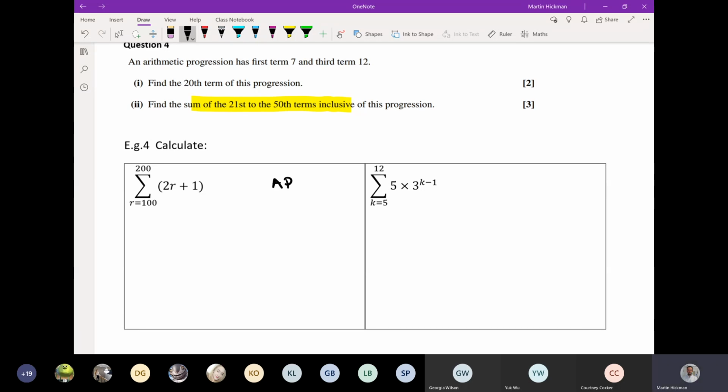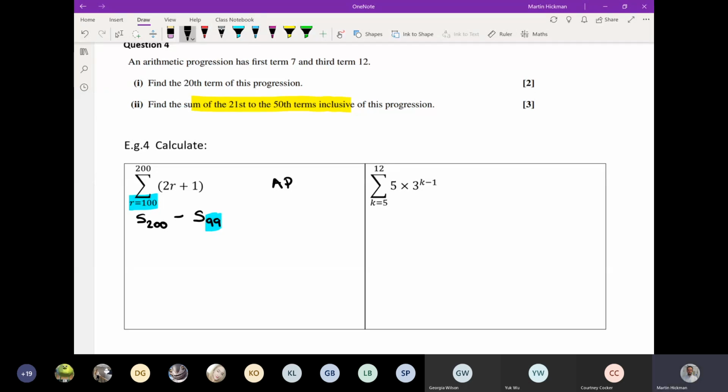Now I'm going from r equals 100 to r equals 200. So what I need to do is find the sum of the first 200 terms, and then take away the sum of the first 99 terms. There's a 100 here, so I need to make sure this is 99, because I don't want to take away that 100th term as well.